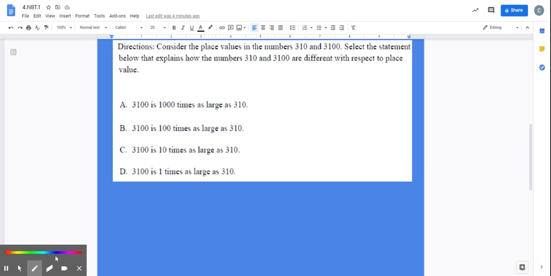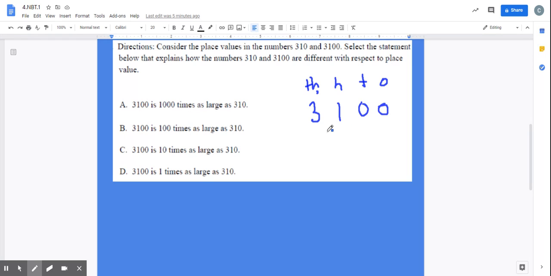Our strategy here, of course, is to do our place value chart. Ones, tens, hundreds, thousands. We're going to fill in our larger number, 3,100. We're going to fill in our smaller number, which is 310. And since both numbers have a 3 and a 1 and a 0, we're going to compare any of these digits that we need to compare.